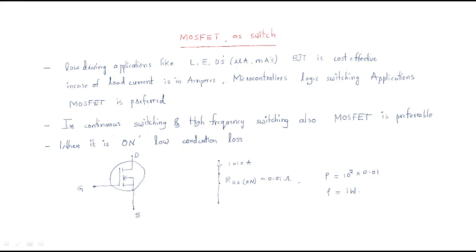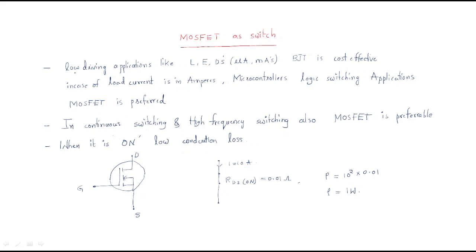Hello everyone. In this session, we will discuss how MOSFET acts as a switch. We already discussed the MOSFET characteristics. MOSFET is of two types, D MOSFET and E MOSFET. In the linear region, it will act as a switch. But in this session, we will discuss some of the characteristics of the MOSFET as a switch.